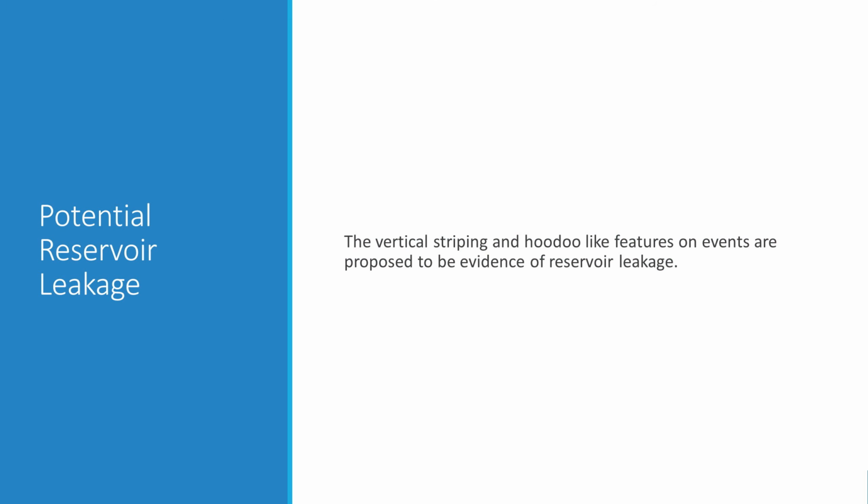Now we will look at potential reservoir leakage. The vertical striping and hoodoo-like features are only in the prospect area and are proposed to be reservoir leakage.